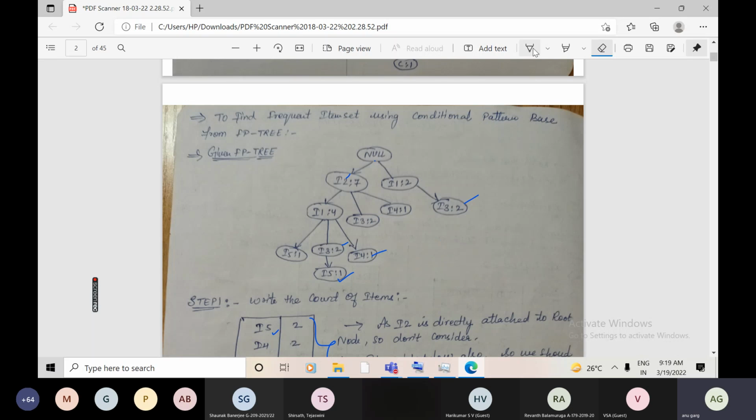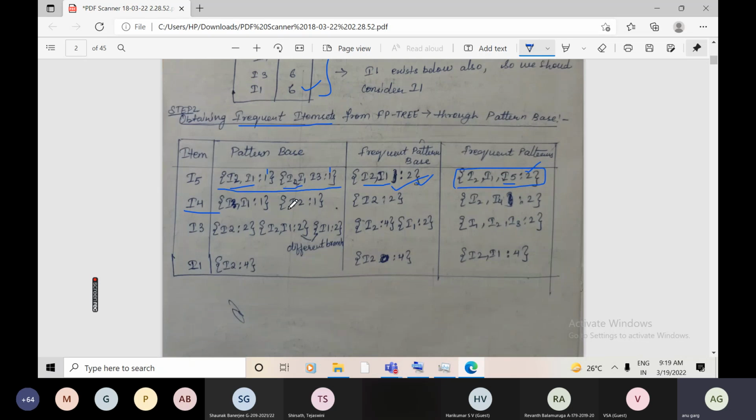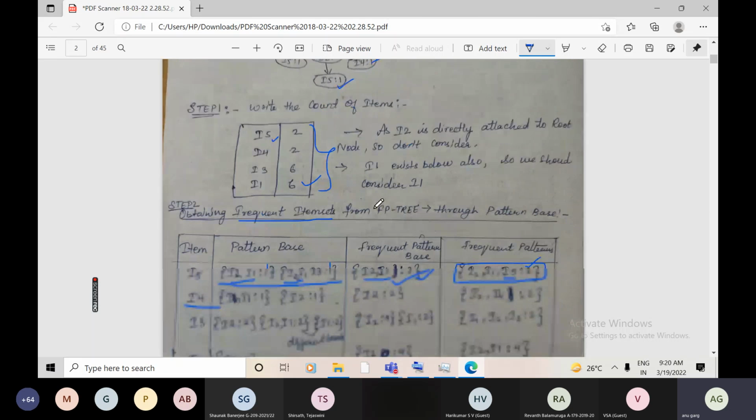Now let's go for I4. So you have I4 here. Now, if you see the branches, I4 is connected to this I2, and I4 is also connected with this branch, I2, I1. That means one is I2 and another one is I2, I1. And I4 support is how much here? 1. So we'll write 1.